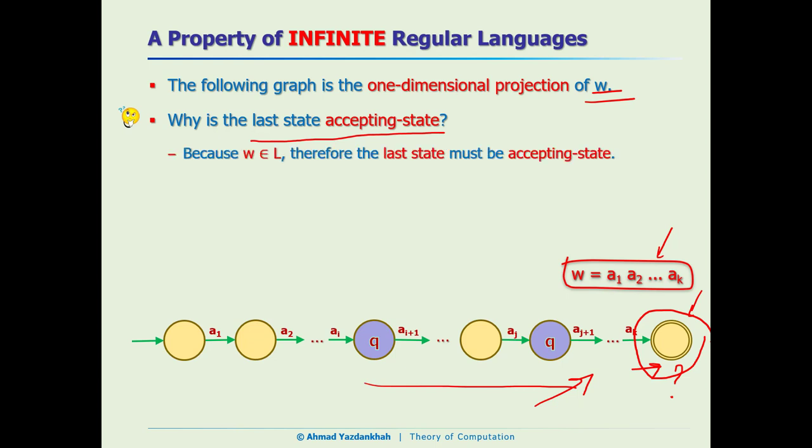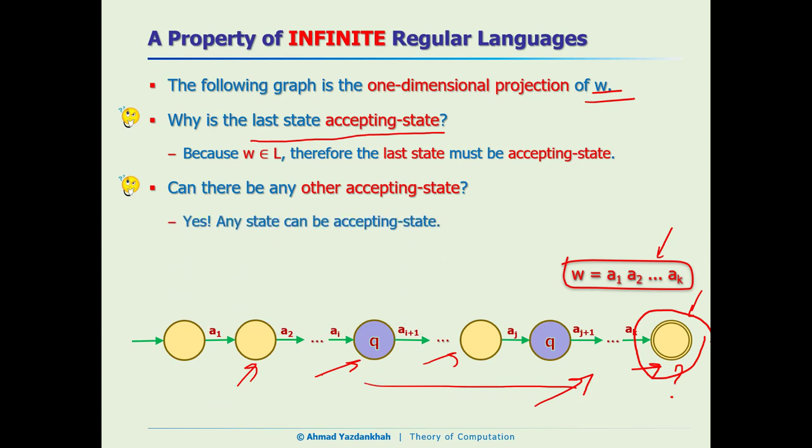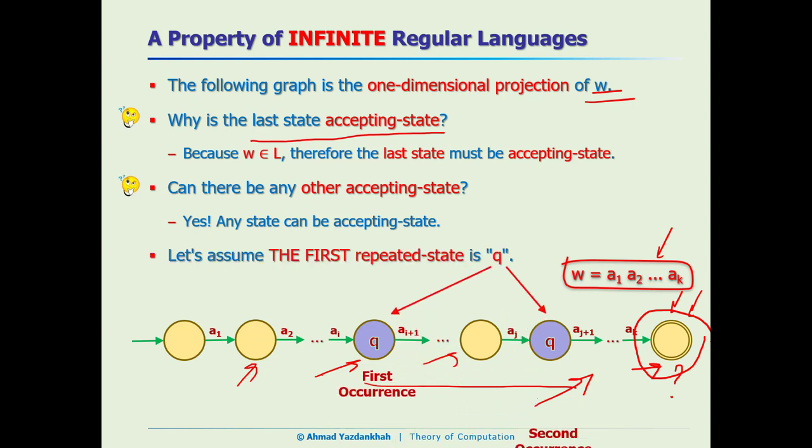Another question: can we have another accepting state somewhere else, for example, this or this or this? Yes, we can have any number of accepting states. We don't mind here. The only thing that we mind is the last one. Let me mention here that we assume that this Q is the first repeated state. So we already know that we have a repeated state, and let's assume that this Q is the first one.